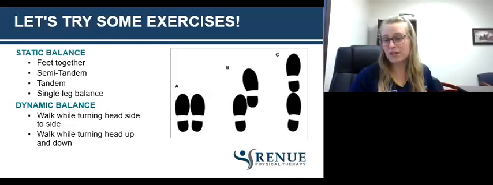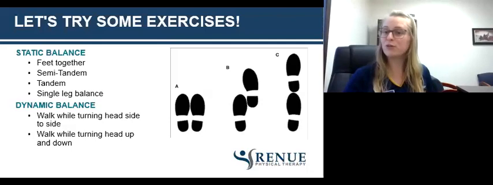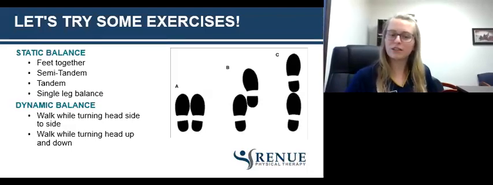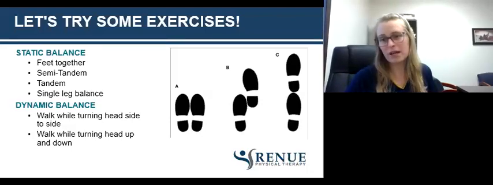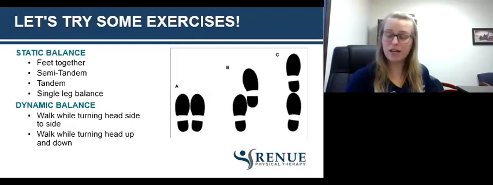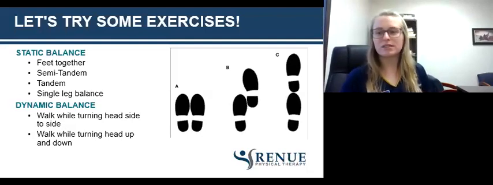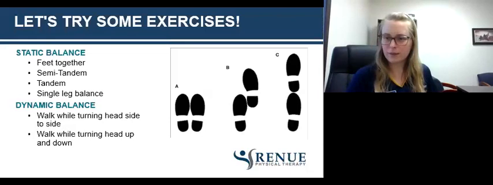With these exercises, you can obviously monitor how you feel with them. And if it feels really challenging, it might be time to set up a free 15-minute screening with Renue PT, or talk to your doctor about your balance.